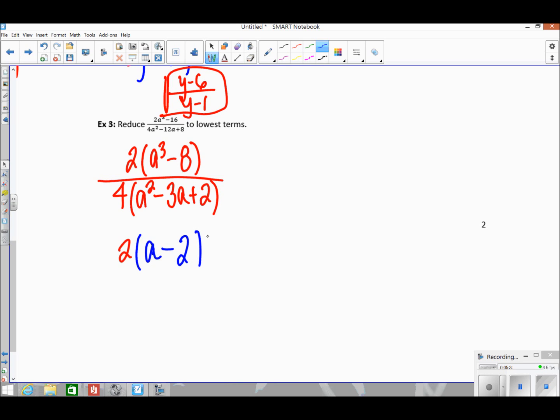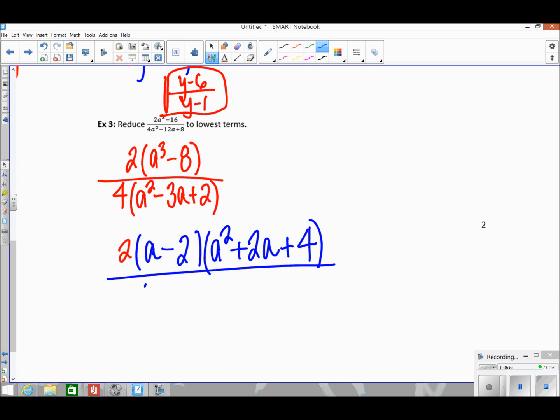And then the next piece of the formula says you take this a minus 2, you square the first term, switch the sign, multiply the two terms, so 2a, and then add the last term squared. So 2 squared gives me 4.